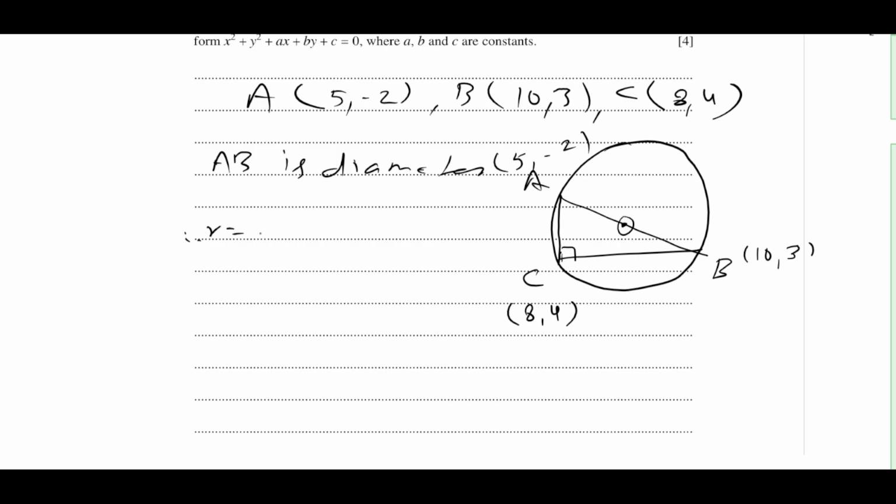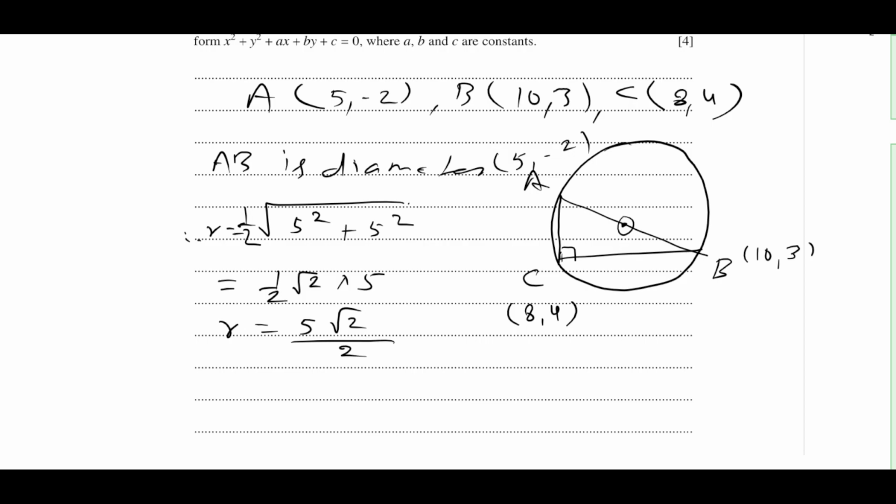Therefore your radius R is half of this whole length, and this whole length is the square root of (3 plus 2) square plus (10 minus 5) square. So inside the root we have 5 square plus 5 square, and the radius will become half of root 2 times 5. So 5 root 2 divided by 2 is the radius. Now I have got the radius.